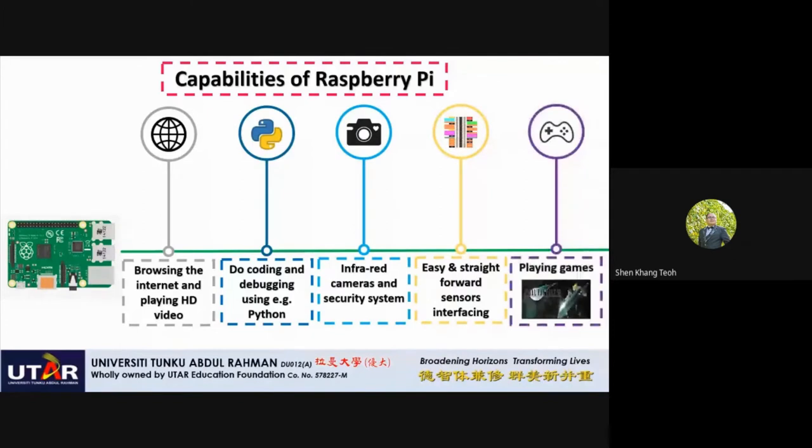For example, Final Fantasy VII Original. Yes, I'm not joking, you can actually play it on Raspberry Pi. If you want to try it, you can buy a Raspberry Pi and install it, then you can actually play it.